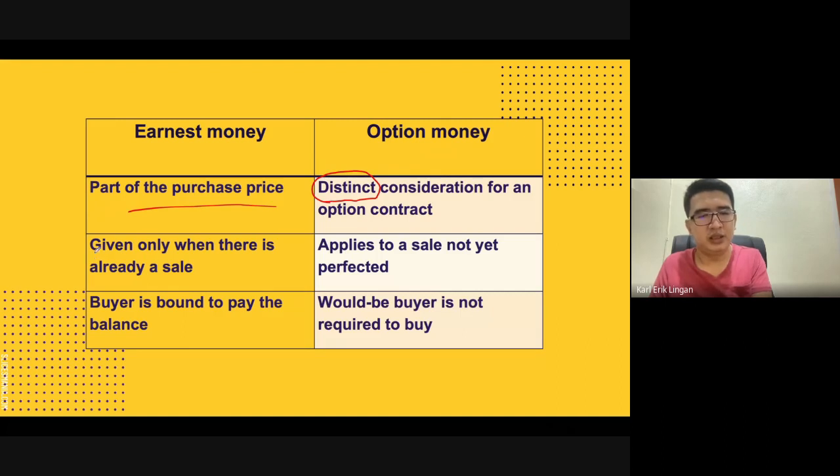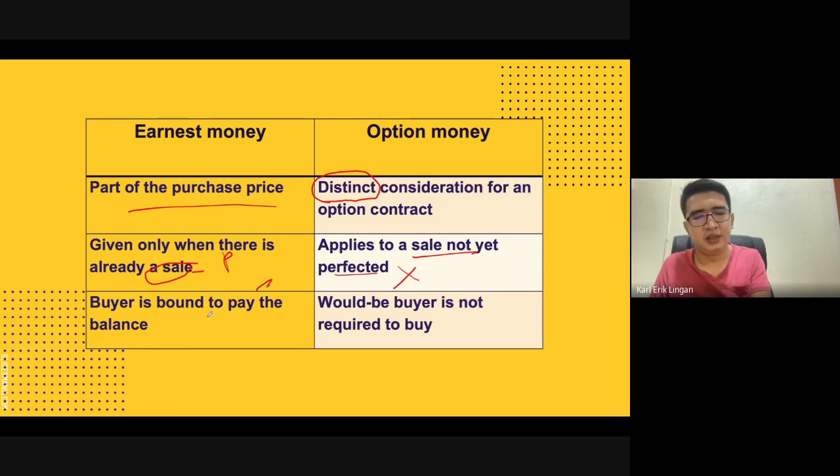Okay? Earnest money is given only when there is a sale. So when the sale is perfected. Okay? When option money, it applies to a sale not yet perfected. So wala pang contract of sale. Dito sa kabila, meron na.